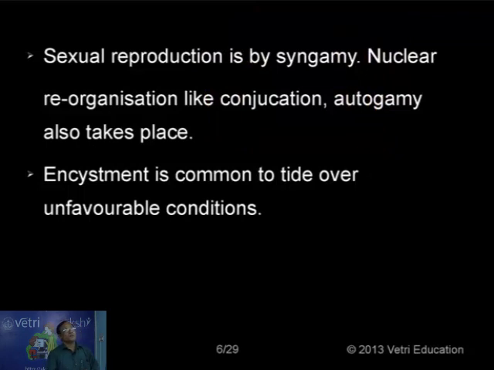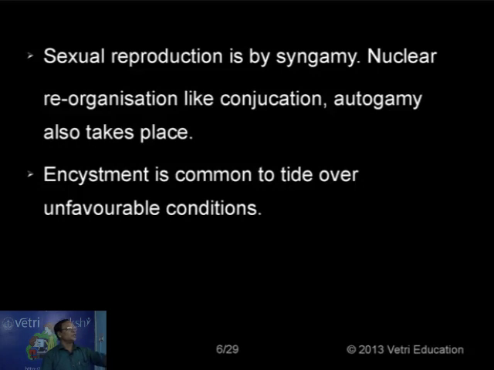Now the sexual reproduction. It is by means of syngamy. Syngamy means the union of two dissimilar gametes. Fertilization is also called syngamy. The gametes produced by these organisms are either isogamous or anisogamous. In some cases, we also have nuclear reorganization. It is not a method of reproduction, but an exchange of nuclear materials between two different organisms, as observed in Paramecium.